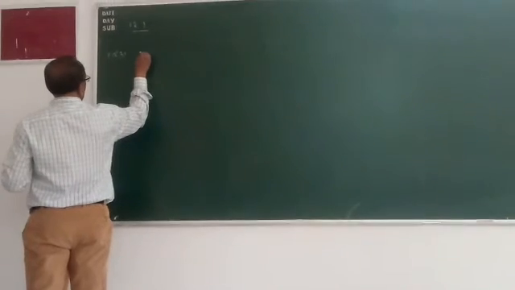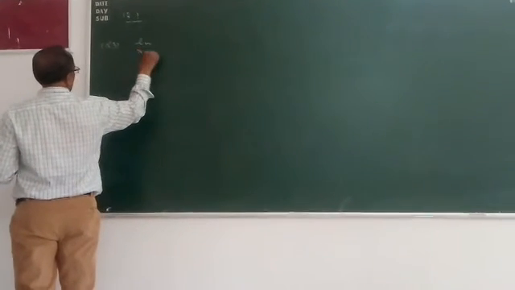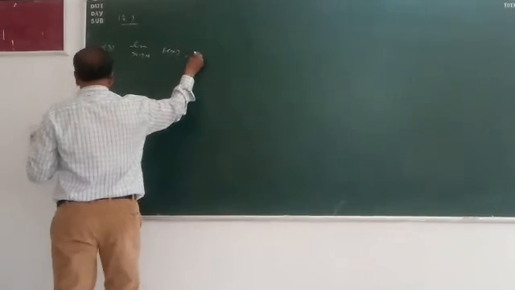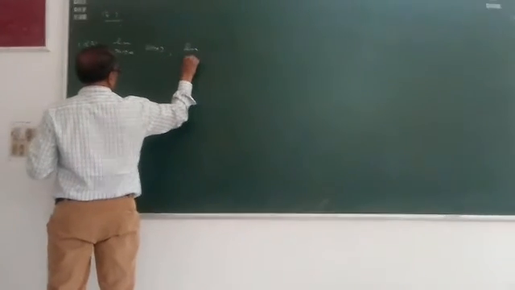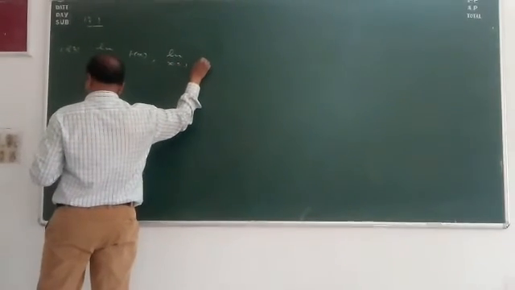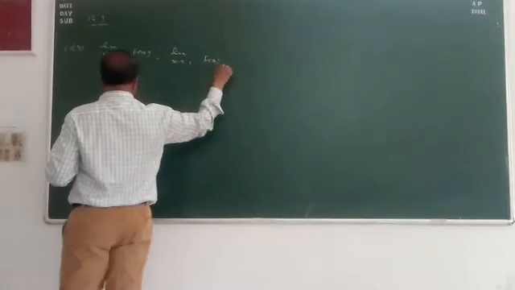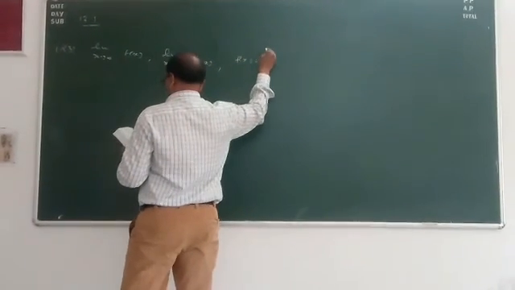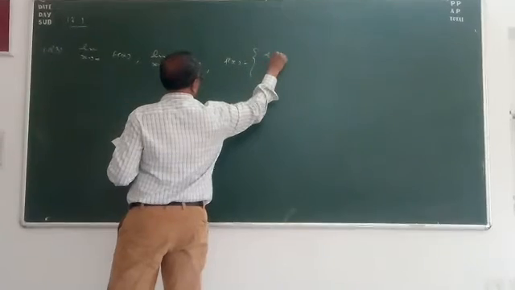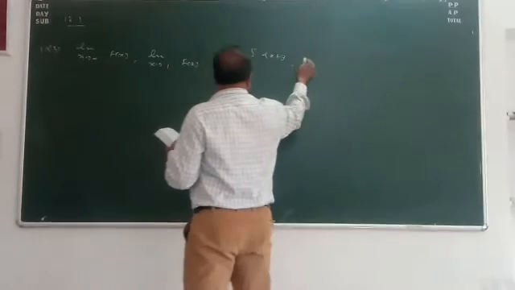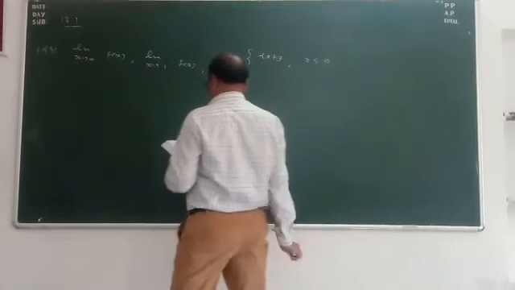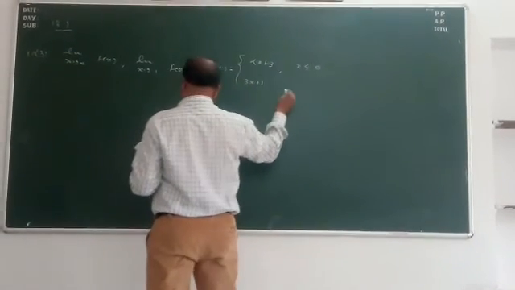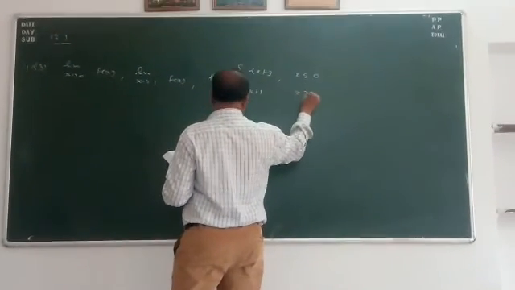Find the limit as x tends to 0 of f(x) and the limit as x tends to 1 of f(x), where f(x) is equal to 2x plus 3 for x less than or equal to 0, and 3x plus 1 for x greater than 0.